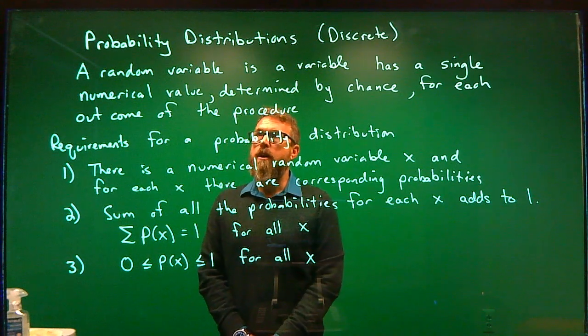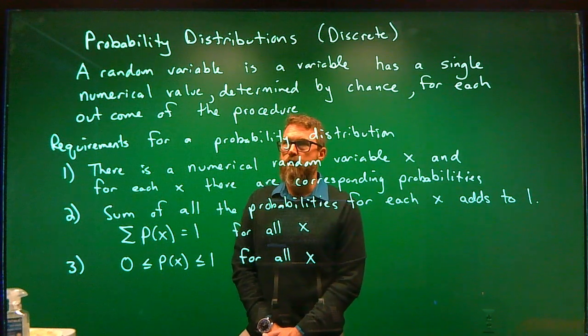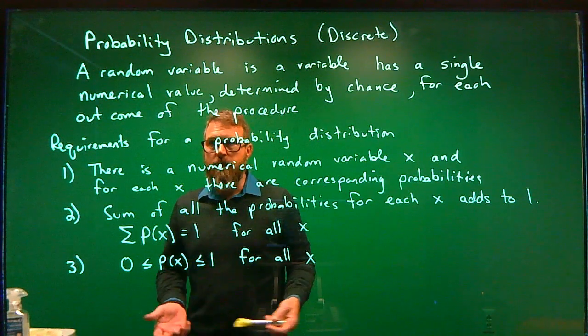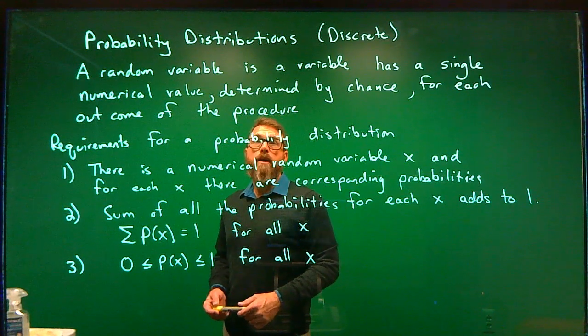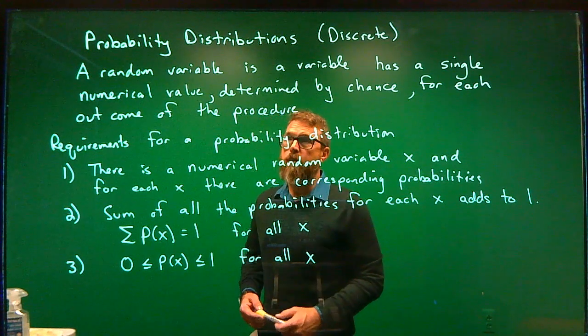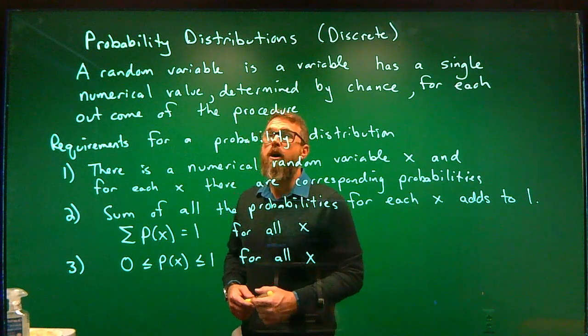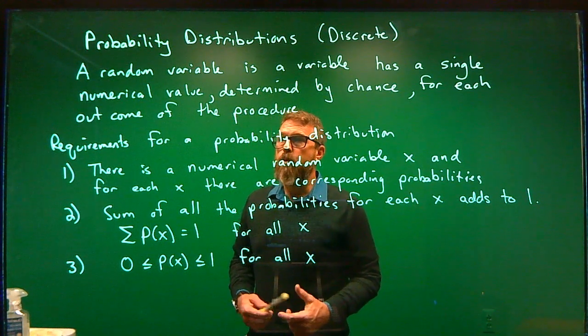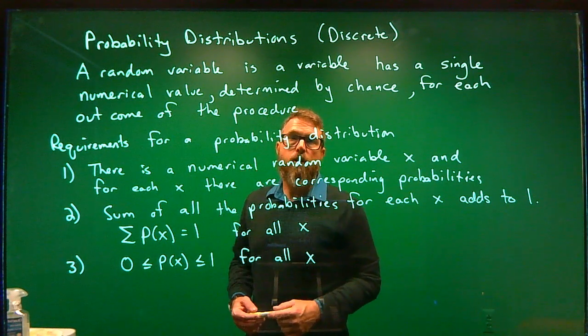So today we're going to cover probability distributions, and really in this case we're going to cover discrete probability distributions. First I need to do just a definition and then the requirements for a probability distribution. A random variable is a variable that has a single numerical value determined by chance for each outcome of a procedure.